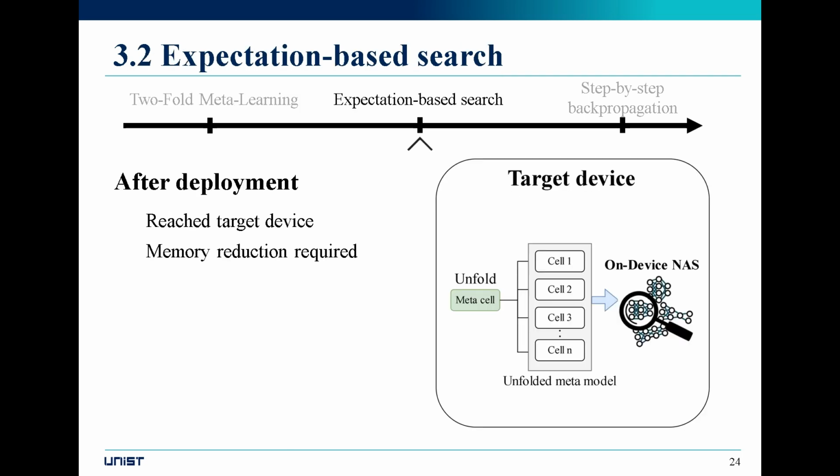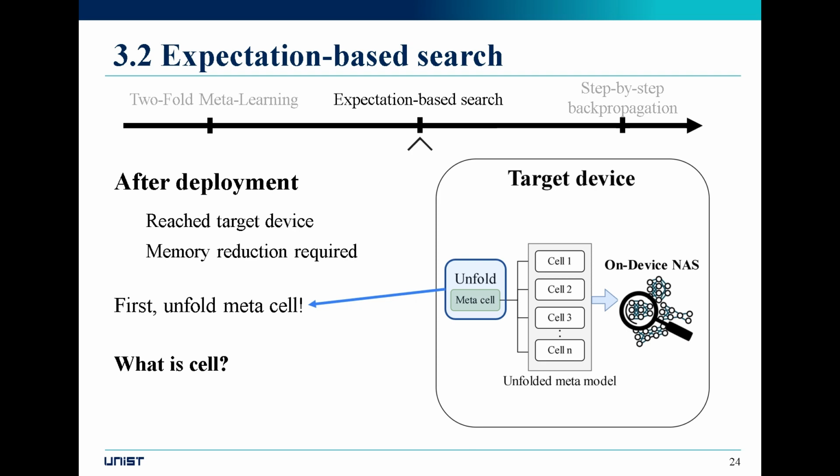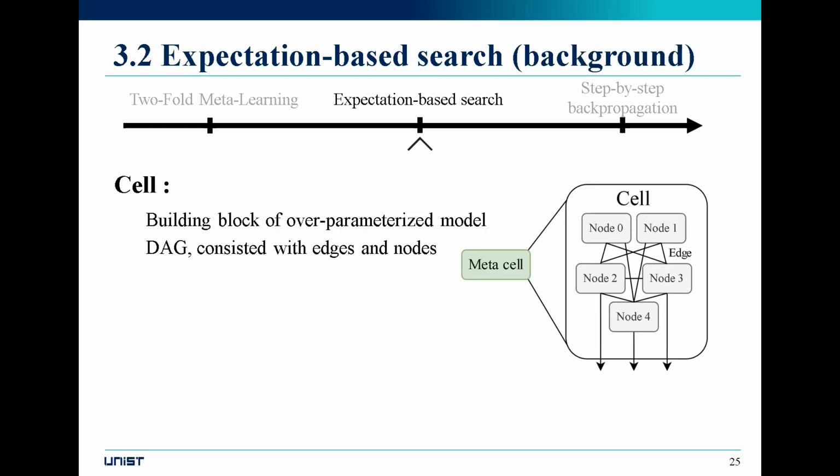After the deployment of NAS, as we reached our target device, we need to reduce the peak memory now. Before that, as we wrote in our figure, we need to unfold the cell into the full model. Now we need to know how cells are composed. Cell is a basic building block of our parameterized model, which is utilized during the NAS.